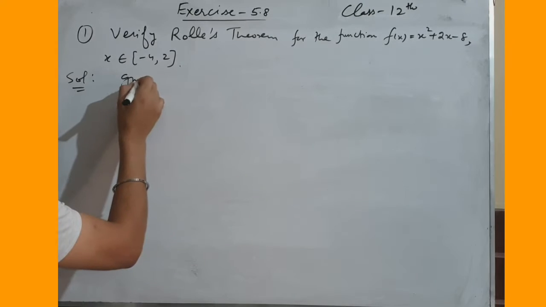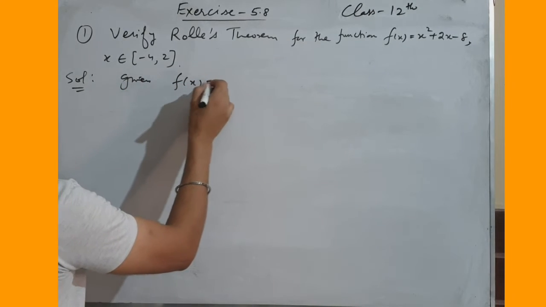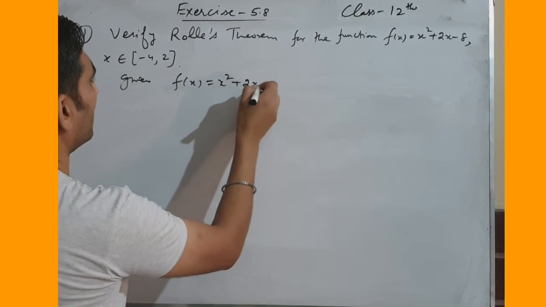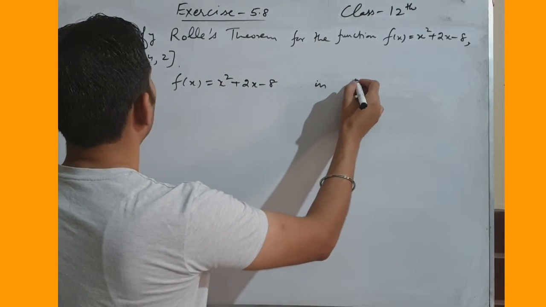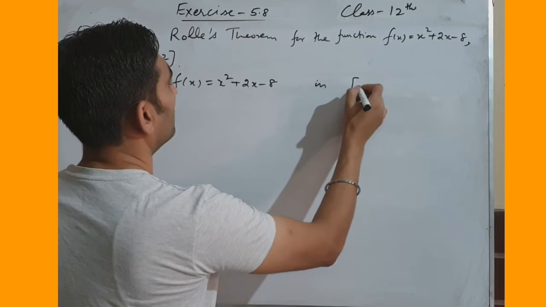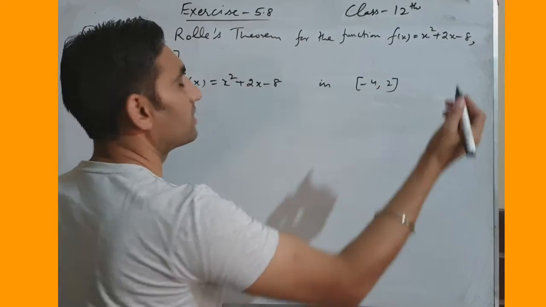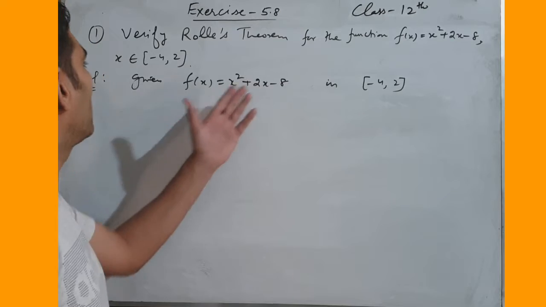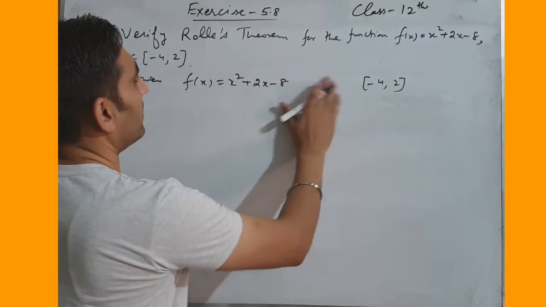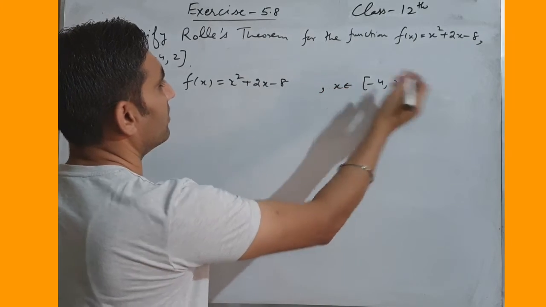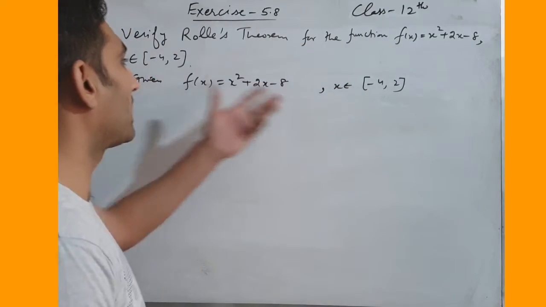So we are given f(x) equal to x square plus 2x minus 8, and it is given that x belongs to [minus 4, 2], or you can write it in the interval minus 4 comma 2. Let's write it as given here. You can mark x belongs to this closed interval. There is no issue.